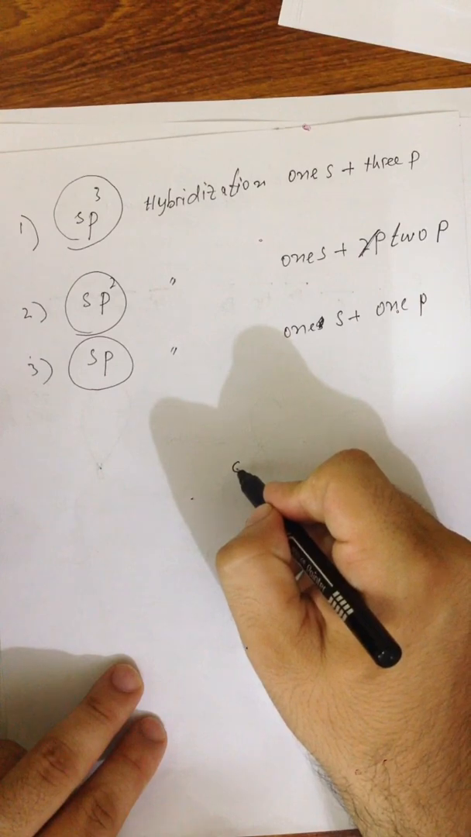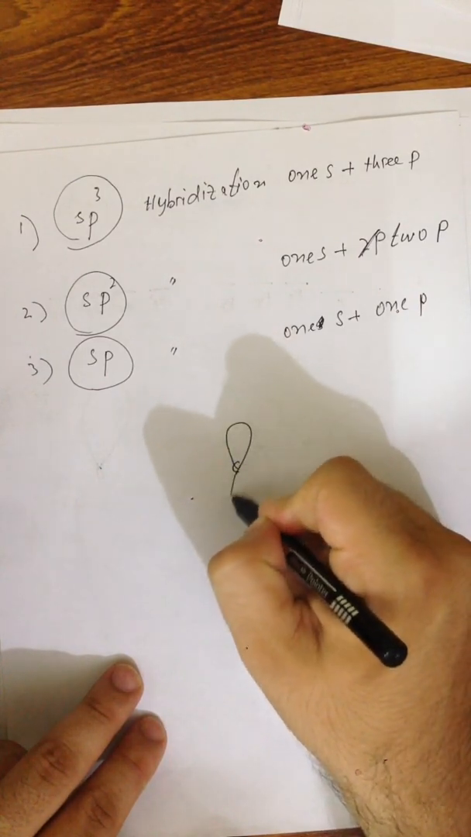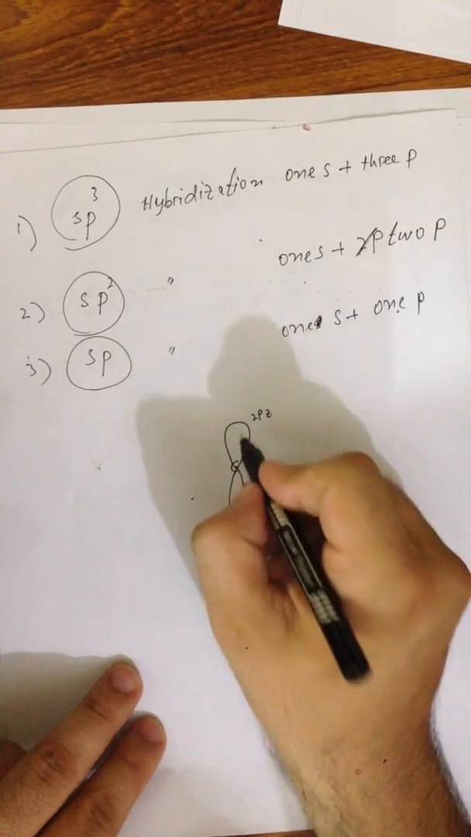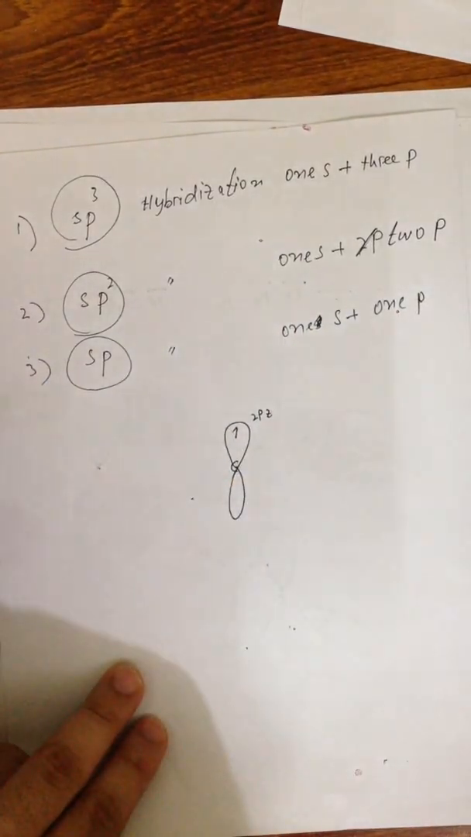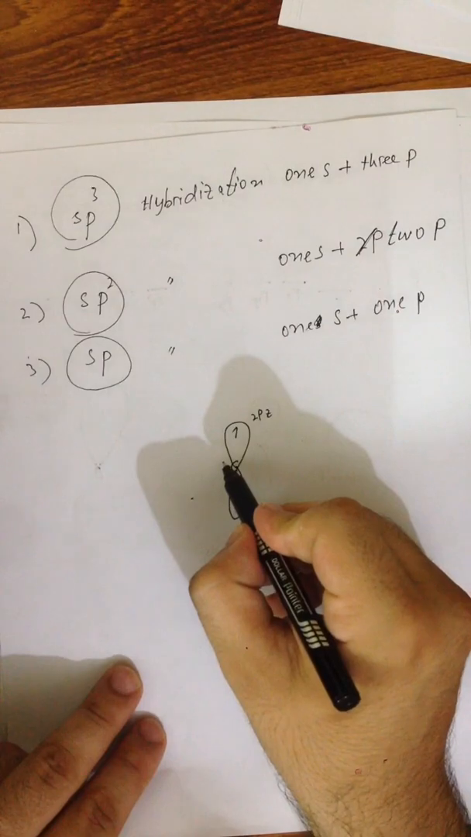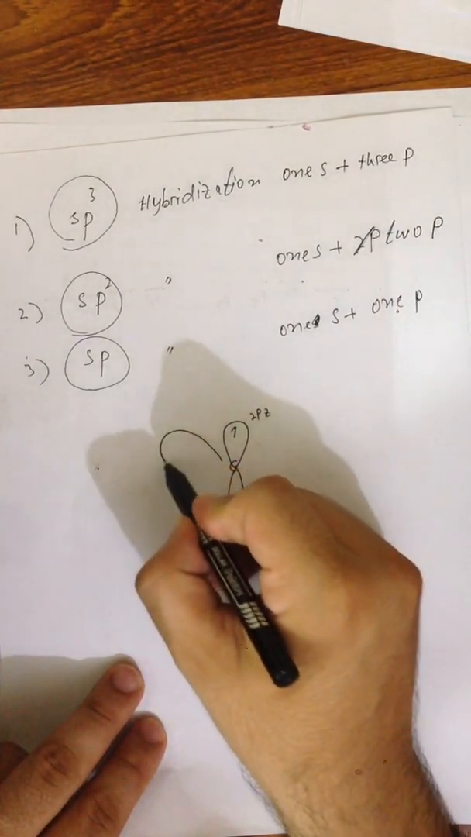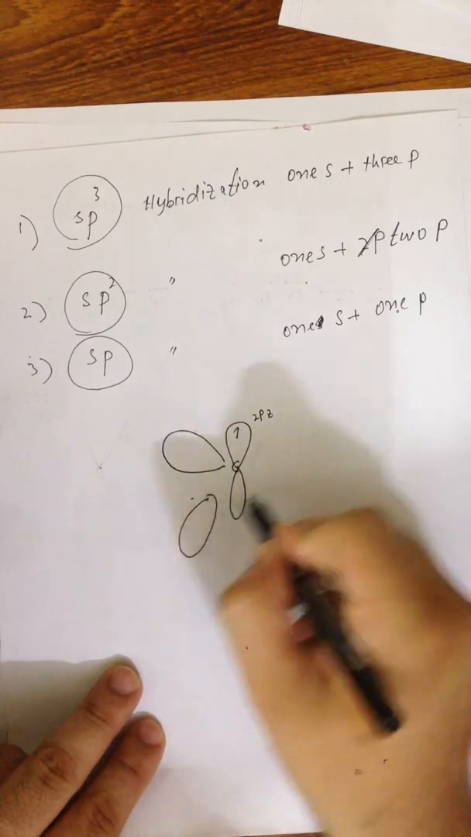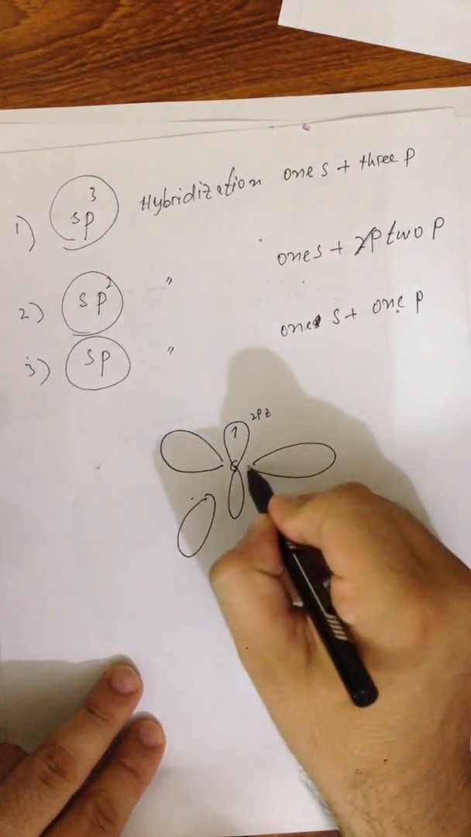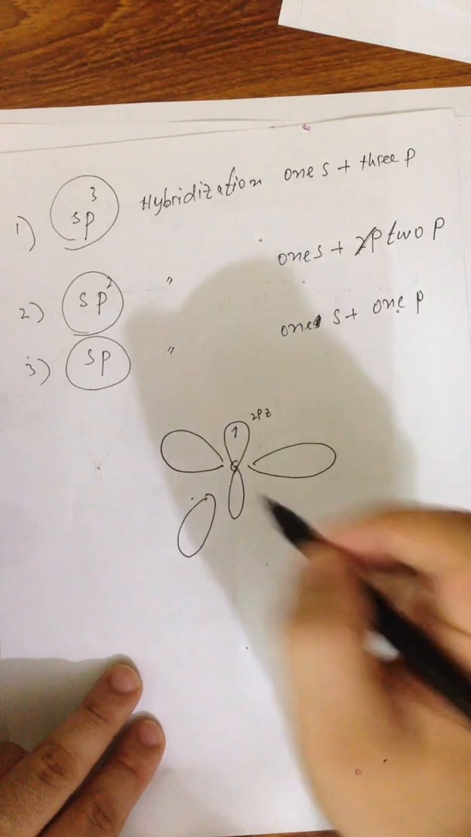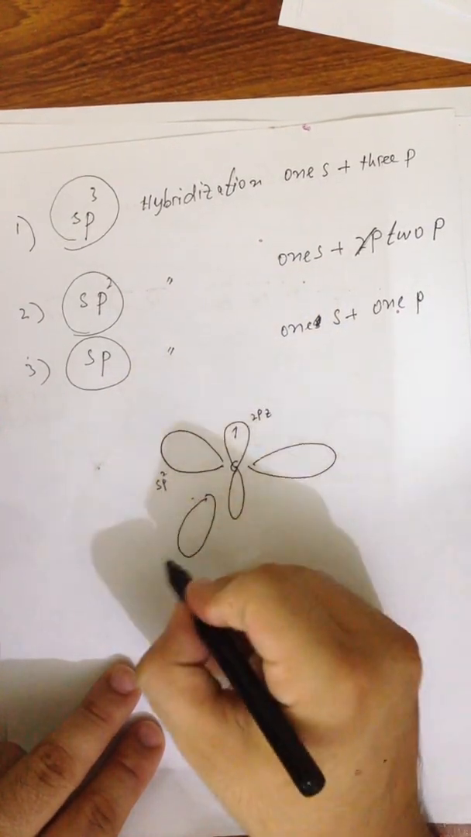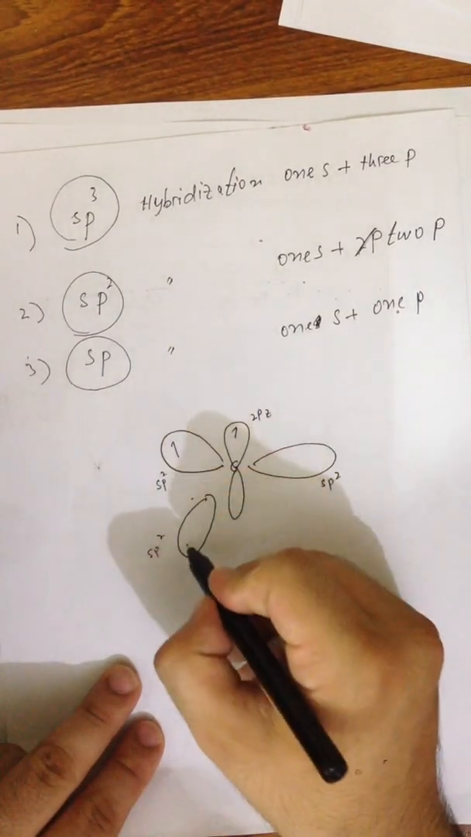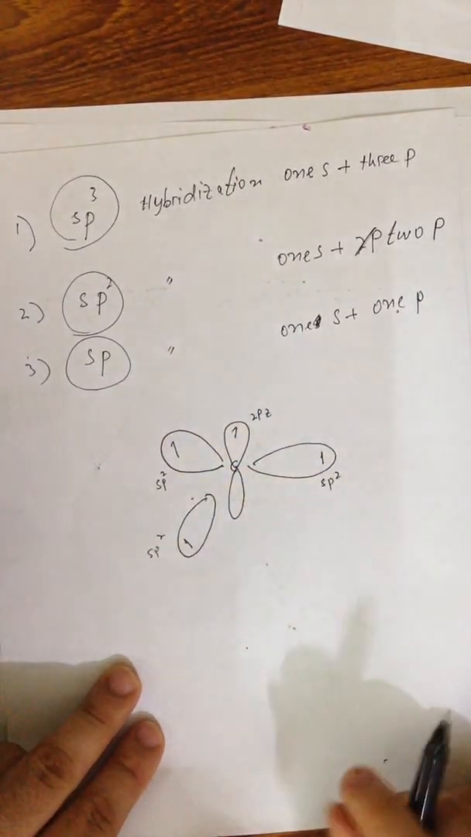It will have an unhybridized 2pz orbital which has got only one electron, and it will have sp2 hybridized orbitals, each containing one electron. This is sp2, this is sp2, and this is sp2. Each has got one unpaired electron.